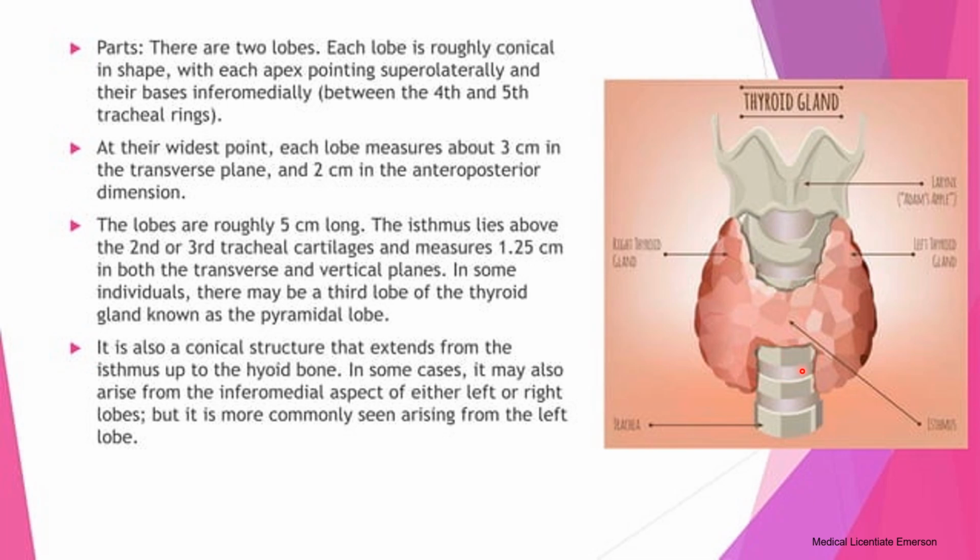Okay, so this is how it looks. We have the isthmus, the left lobe, the right lobe. That's how it looks. So parts: there are two lobes.